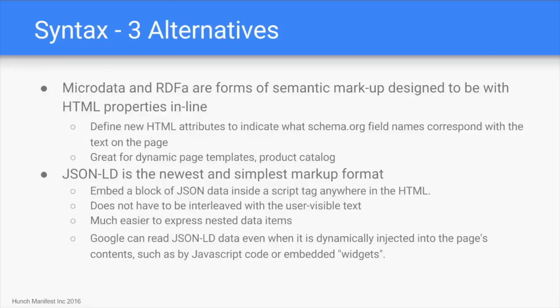And Google can read JSON-LD even when it's dynamically injected, which is quite nice. This is the asynchronous deployment that we talked about before. You may have JavaScript code or embedded widgets that only draw in the content after the page is loaded, and Google is still able to read that. This is a nice way to deploy it in a number of circumstances, and this is not something that you could do with microdata or RDFa.